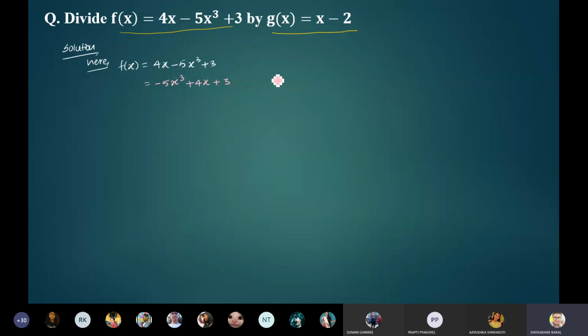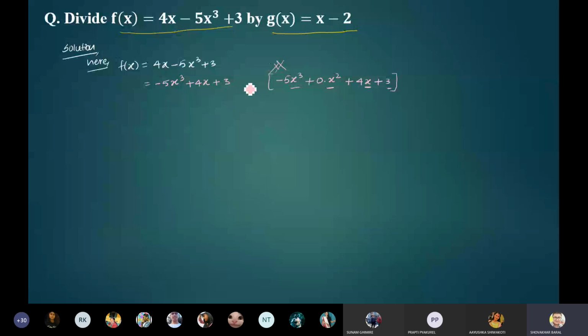Or if you want, you may write it this way also: minus 5x cube, and since x square is missing, write 0 times x square, plus 4x plus 3. x cube is here, x square is here, x is here, and the constant is here. All the terms must be there. If the highest power was x power 5, then you need to write x power 5, x power 4, x power 3, x power 2, x power 1, and then the constant. You may write it in this way also.